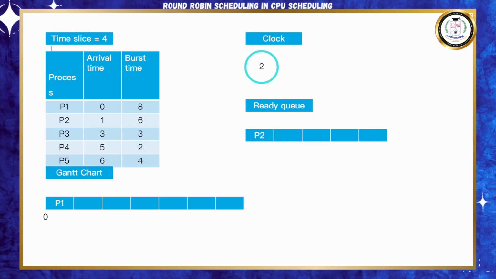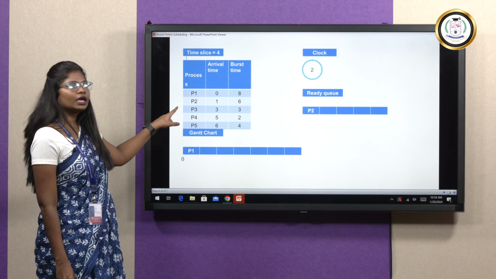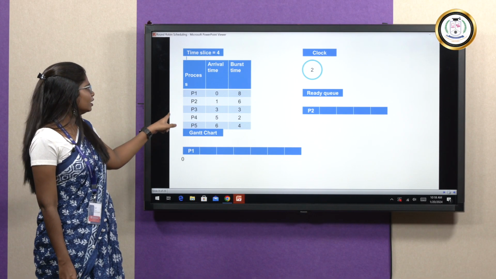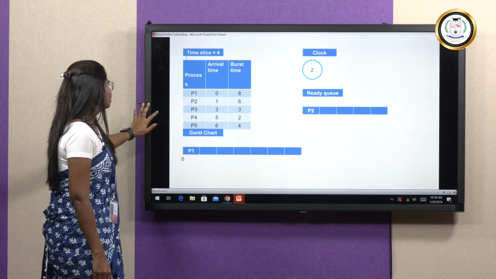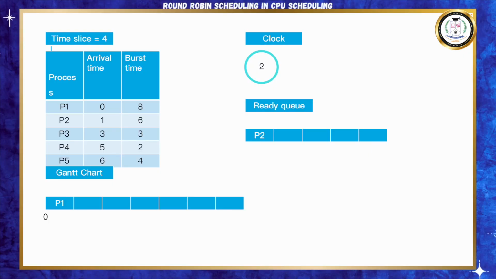At time 2 also, process P1 keeps executing, as P3 has not entered the ready queue yet, because the arrival time for P3 is 3. Only when the clock time changes to 3 will the next process enter the ready queue. Now the clock time has changed to 3, so process P3 has entered the ready queue, but process 1 keeps executing inside the CPU.